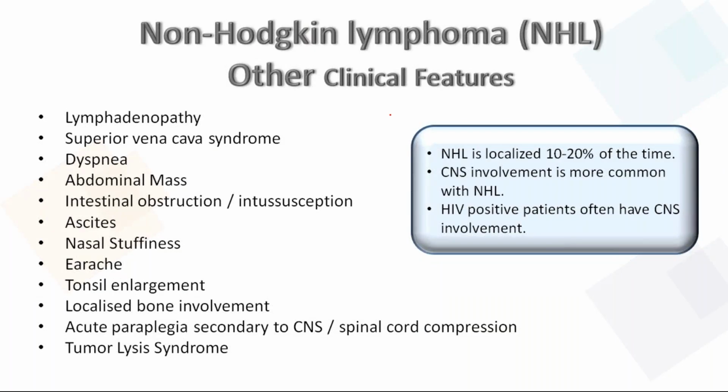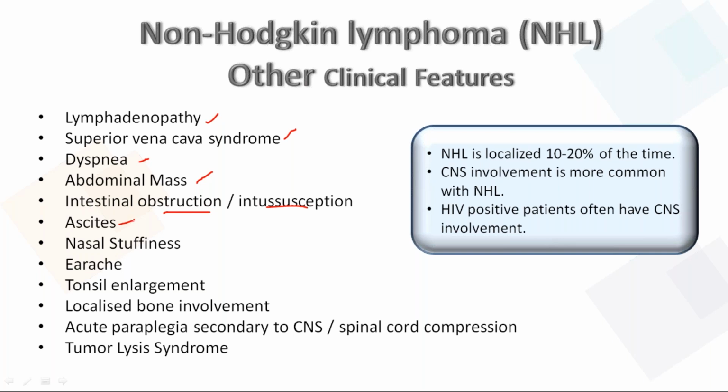Now, how do they manifest? Putting together all the common things from all varieties, the commonest is lymphadenopathy, and superior vena cava syndrome, because of compression of the superior vena cava when the mediastinum is involved. Compression of the airways also causes breathlessness. A mass in the liver, spleen or intestines, or lymph nodes produces an abdominal mass, and they may compress the intestine, producing intestinal obstruction or intussusception.